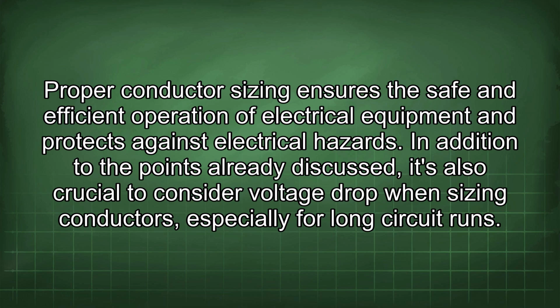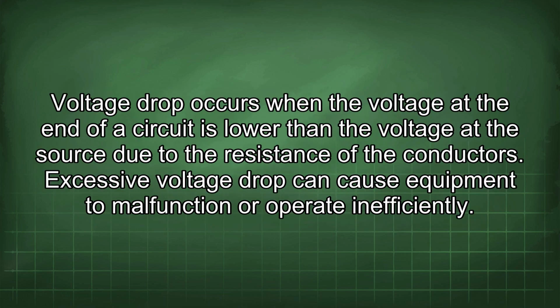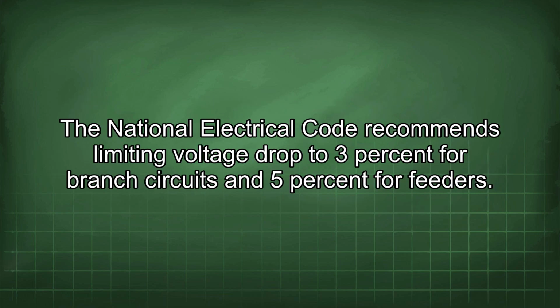In addition to the points already discussed, it's also crucial to consider voltage drop when sizing conductors, especially for long circuit runs. Voltage drop occurs when the voltage at the end of a circuit is lower than the voltage at the source due to the resistance of the conductors. Excessive voltage drop can cause equipment to malfunction or operate inefficiently. The National Electrical Code recommends limiting voltage drop to 3% for branch circuits and 5% for feeders.